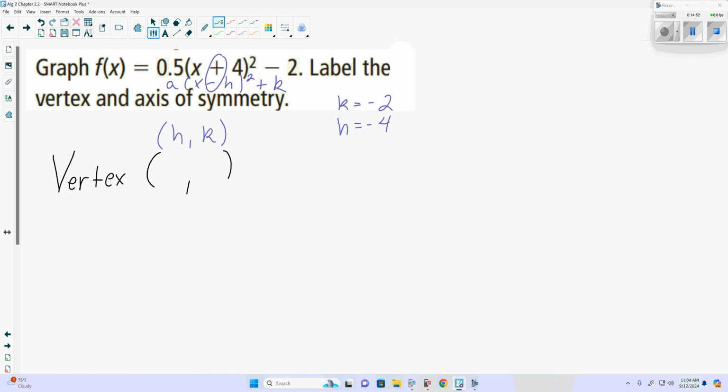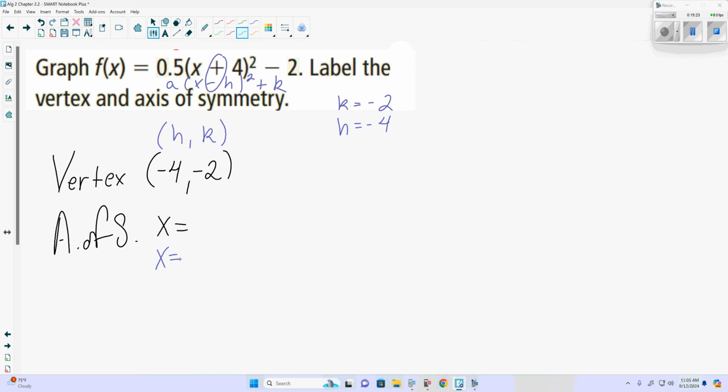The vertex, the h value would be -4. The k value would be -2. Axis of symmetry. Y'all can abbreviate it A of S. Axis of symmetry, x equals.